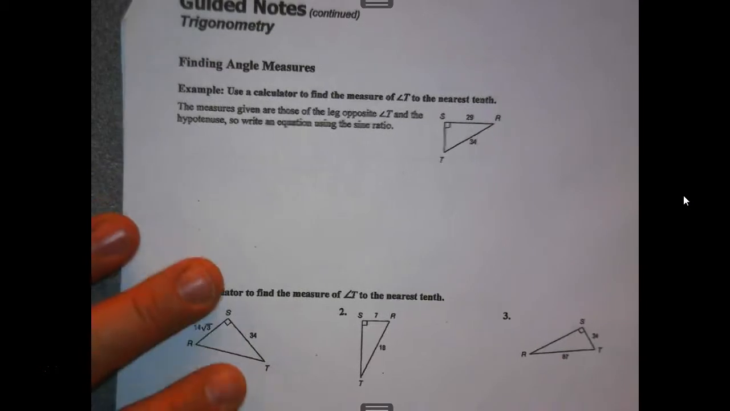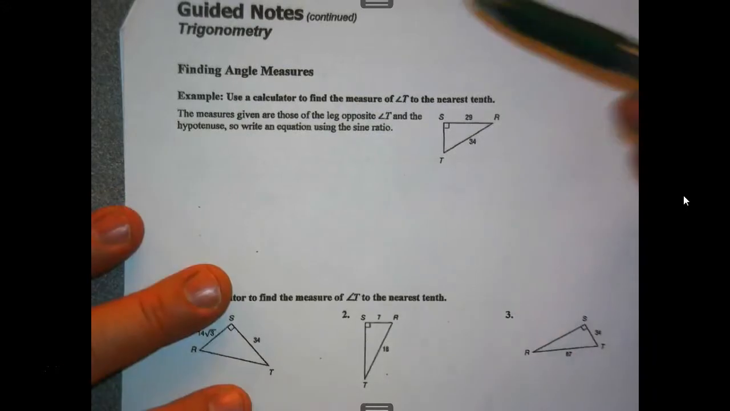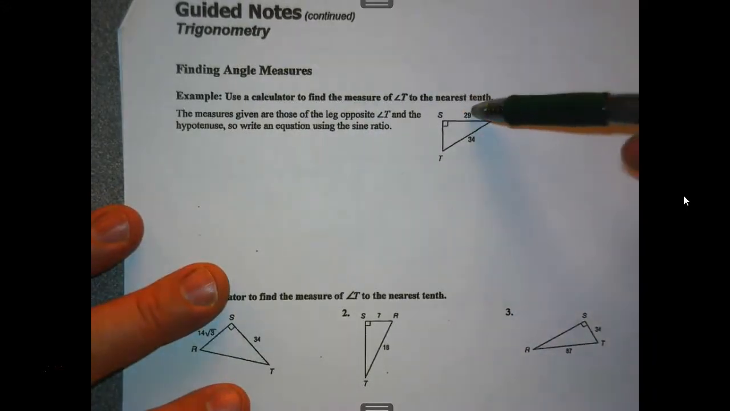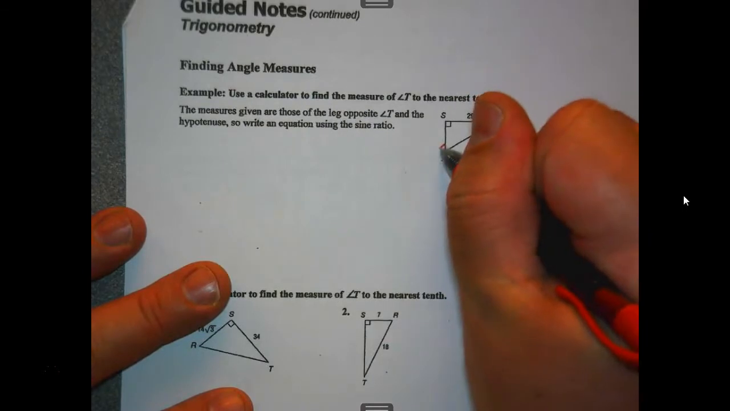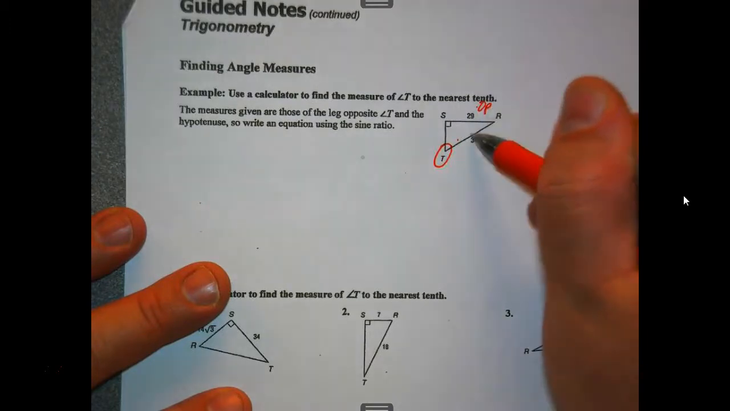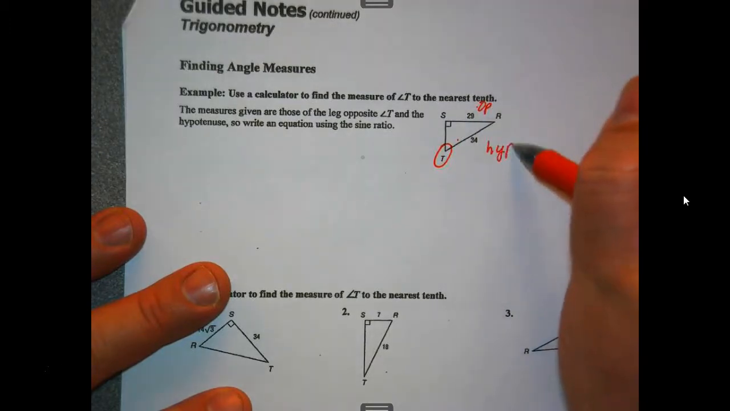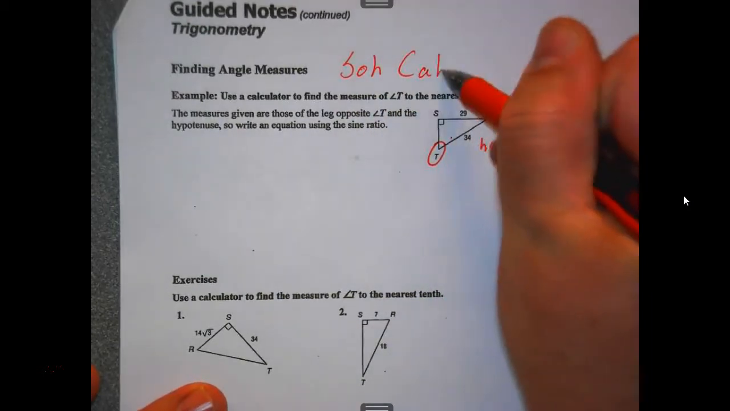Okay, guys, remember angle measurements? They give us angle T. They want us to find the measurement of angle T. This time, they give us the length of two sides. You can't do this without the length of two sides. Now, from the viewpoint of angle T, we have the opposite over the hypotenuse. So, which trig function am I going to use? Sine.